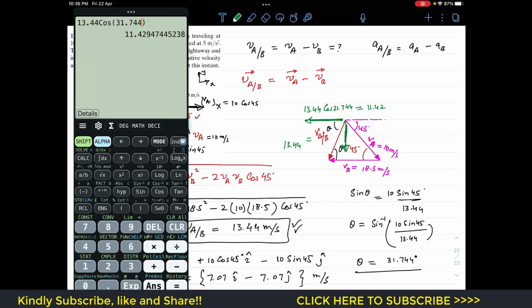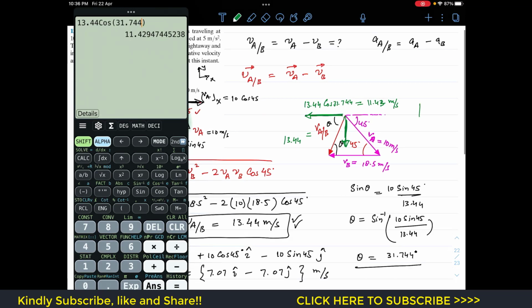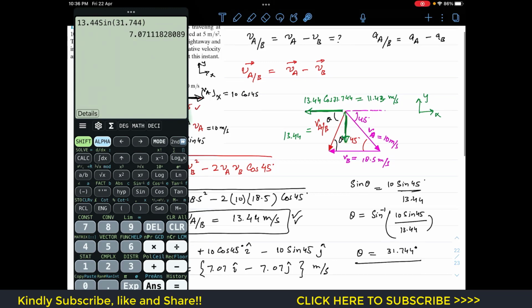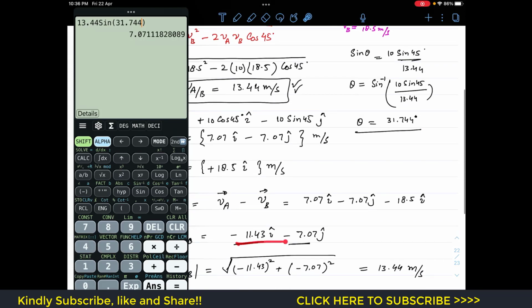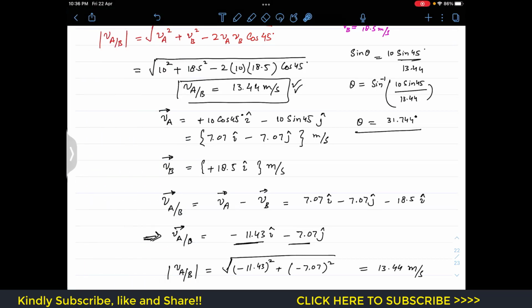So this is equal to 11.43 meter per second, and it is acting in the negative x direction. If this is our positive x and y direction, this component is acting in the negative x direction. Similarly, we can find this component. This component will be 13.44 sine of that theta, which is 31.744. So this gives us 7.07. This component is 7.07, acting in the negative y. So we have obtained that same vector here: minus 11.43 in the negative i and 7.07 in the negative j.